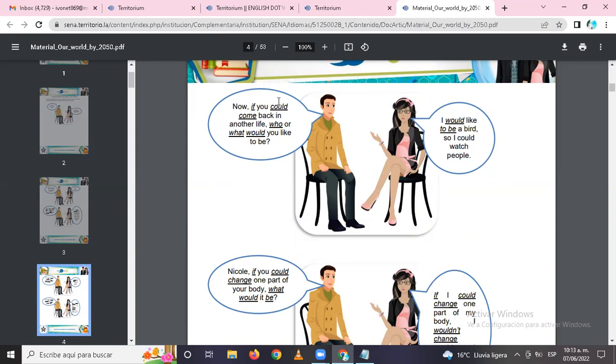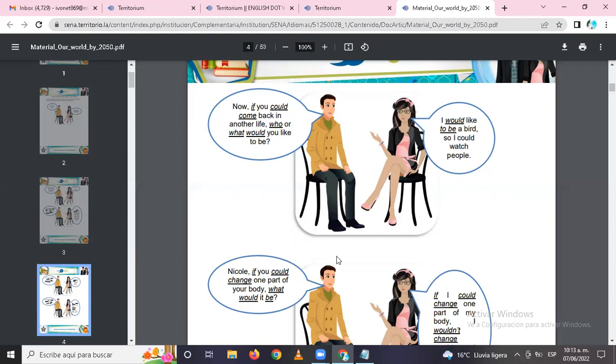Okay, if you could come back, ¿cierto? Acá estamos utilizando si pudieras regresar en otra vida, ¿cuál sería? Entonces, si pudiera regresar, ya dijimos subjuntivo. ¿Quién o qué sería? ¿Qué le gustaría ser? Acá estamos utilizando el tiempo que llamamos en español condicional. I would like to be a bird.